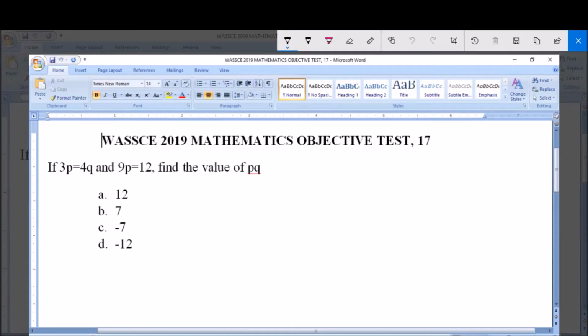Welcome. Today we'll be dealing with WASSCE 2019 Mathematics Objective Test. We'll be solving question 17.